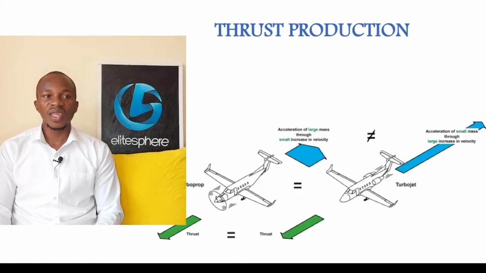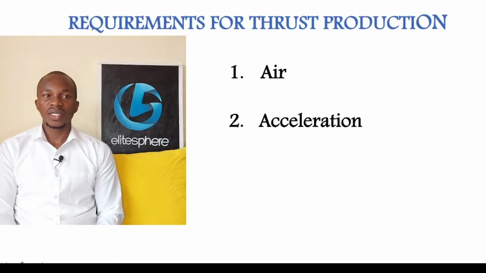In this picture here, we see two aircraft. One uses the aerodynamic action, and another one uses the jet reaction in thrust production. One accelerates a large mass of air rearwards through a small change in velocity, and the other one accelerates a small mass of air through a high increase in velocity in order to generate thrust. Two things are needed in order to generate thrust. Number one is air, and number two is acceleration. In order to generate thrust, a mass of air has to be accelerated rearwards by an aircraft engine in order to generate thrust in the opposite direction.